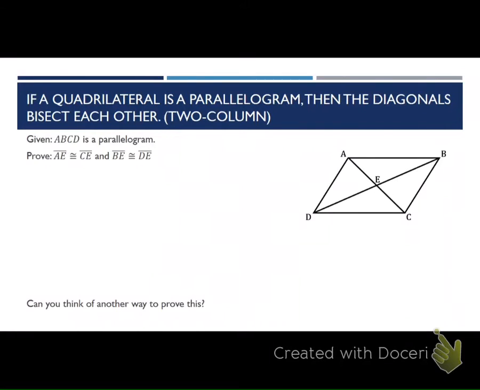If a quadrilateral is a parallelogram, then the diagonals bisect each other is what we are going to prove here in a 2-column proof.